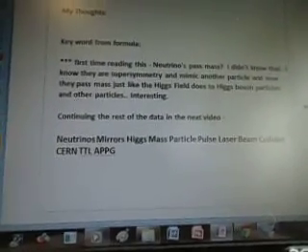Neutrinos, mirrors, Higgs mass particle, pulse, laser beam, collider, CERN, TTL, APPG.